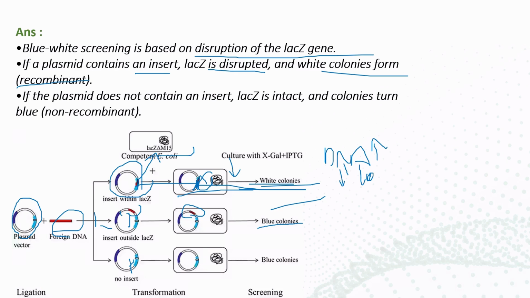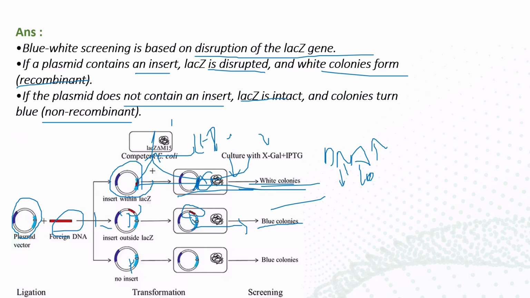Why? Because the recombined genes are present here, meaning lacZ and the DNA are recombined with each other, the DNA showed dominance, and it shows white colonies. If the plasmid does not contain an insert, lacZ is intact and shows blue, and the colonies turn blue and are non-recombinant. Why? Because here the DNA is not recombined with the lacZ gene.